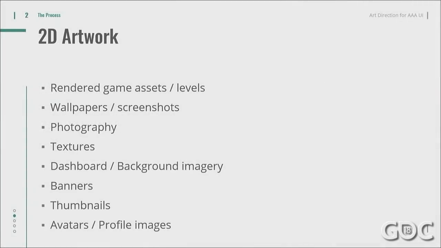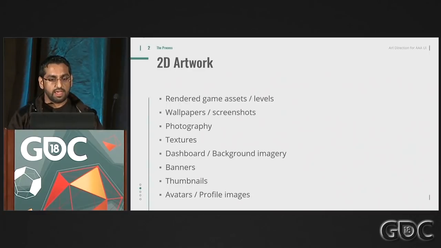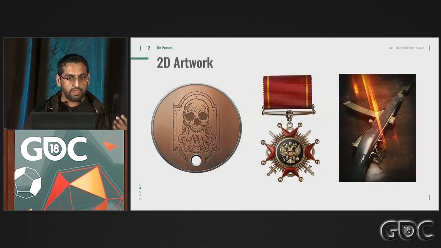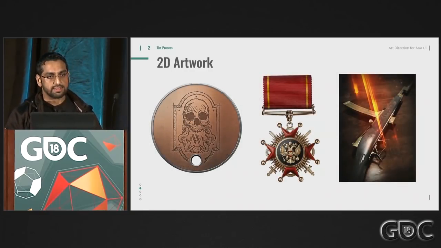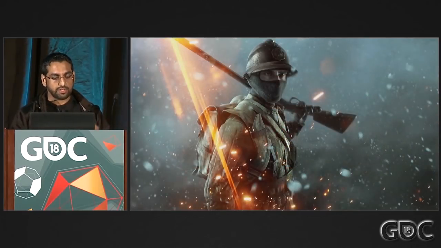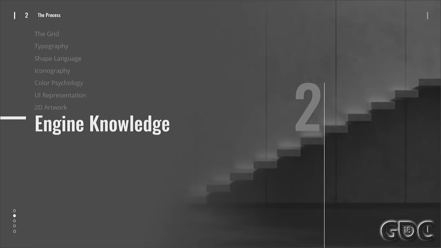2D artwork. So this kind of falls into its own category. Even though it's still part of UI, it's the artwork that goes with all of your UI, like dog tags, medals, imagery. These are things that we still need to think about as well when it comes to our visual identity and how we style these things, how we want to present them to the player. Things like screenshots as well and loading images.